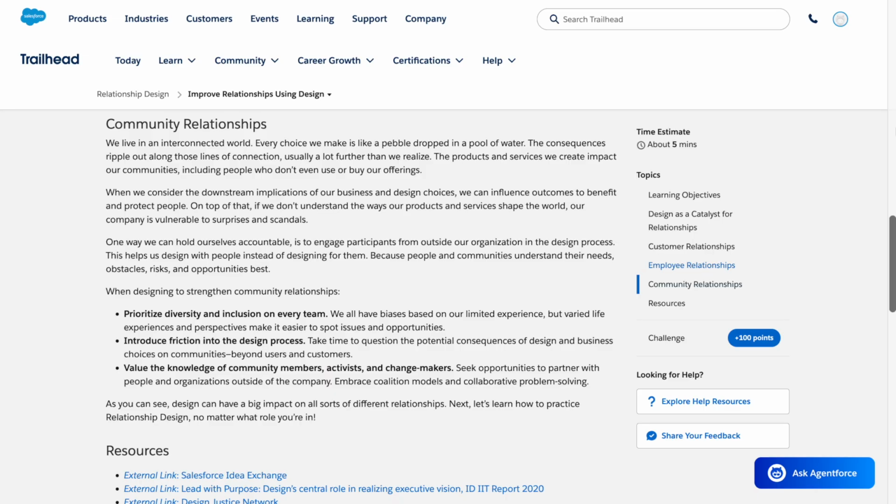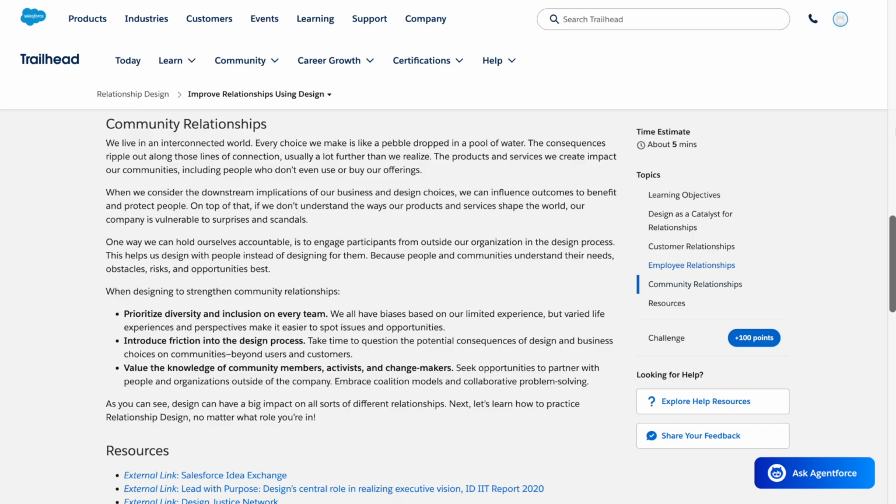Introduce friction into the design process. Take time to question the potential consequences of design and business choices on communities, beyond users and customers. Value the knowledge of community members, activists, and changemakers. Seek opportunities to partner with people and organizations outside of the company. Embrace coalition models and collaborative problem solving.